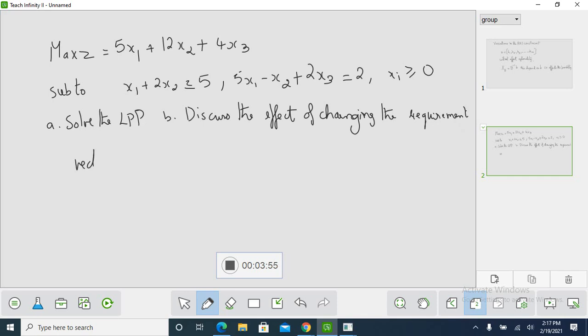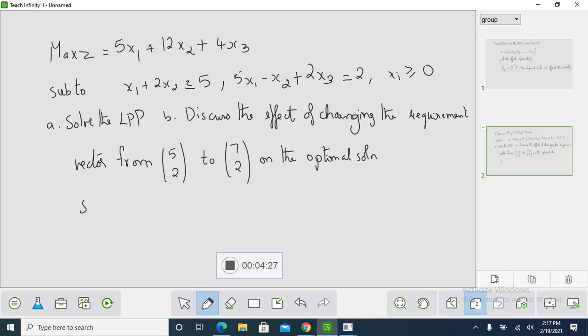Changing the requirement vector from 5, 2 to 7, 2 on the optimal solution. So this is the change we are going to do, and then we are going to discuss what is going to happen. Right. So now can anybody tell me what will happen to the constraint?